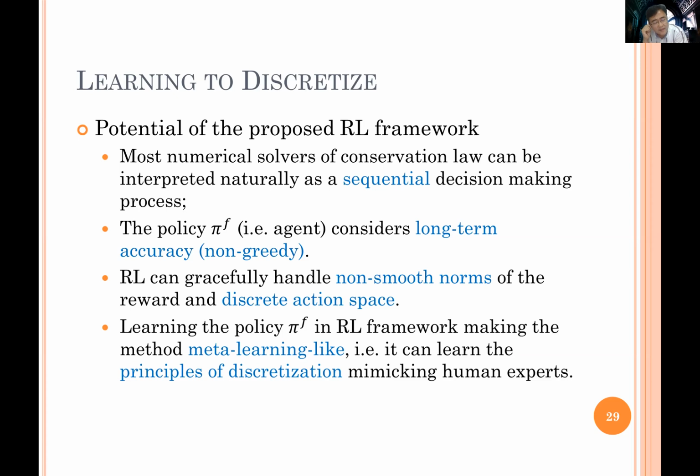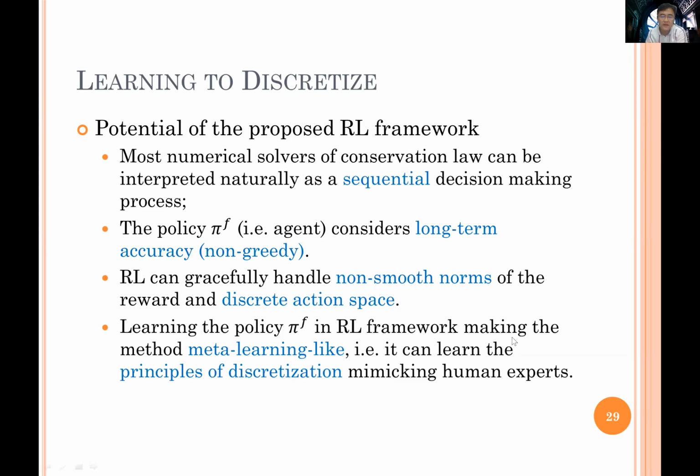Many people ask me why we use reinforcement learning rather than supervised learning, and I think they ask a fair question, because reinforcement learning is really, really hard to train, and we're having trouble extending this to 2D and 3D. It's really time consuming. But we do see the benefit of it.